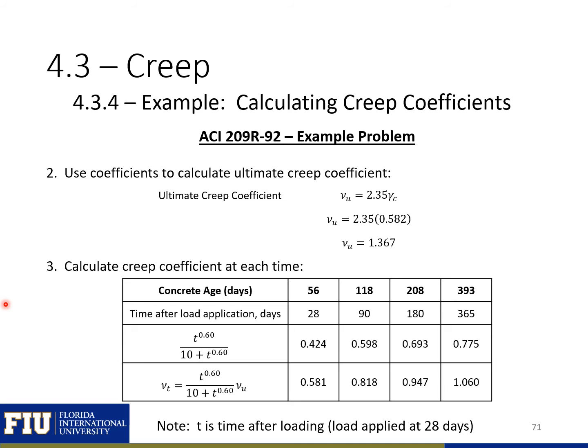We then need to find our time coefficient for our different loading ages that we're interested in. So we're looking at 28 days, 90, 180, and 365 days after the load application. This t here in our time factor is the time after our load application. So that is our 28 days. So 28 would go in here to find this factor. Then we'll take this factor times our creep coefficient to find our creep coefficient at each of these times.